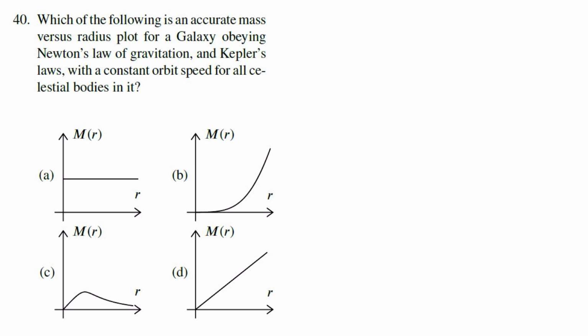So number 40 is a gravitation question. Which of the following is an accurate mass versus radius plot for a galaxy obeying Newton's laws of gravitation and Kepler's laws with a constant orbit speed? Whenever we have these types of questions relating orbit speed to mass, we always look at the centripetal force first, because we have something orbiting in a circular path. So we know that the sum of the centripetal forces should be equal to mv squared by r.